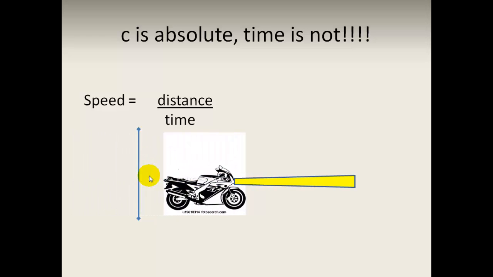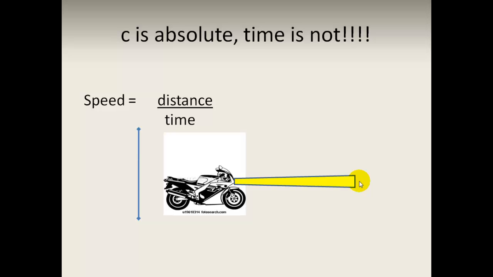Now, relative to the bike, the speed is still the same. It moves the same distance in the same time. Relative to the static observer, now the distance has gone further. It started here and it ended up here. And in the same time, this means that that light has travelled faster. It's gone a bigger distance in the same time. This cannot happen. So we will not agree.